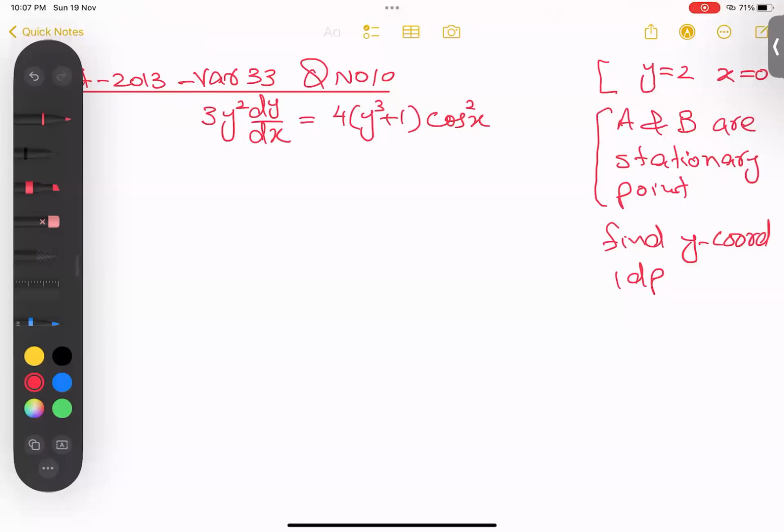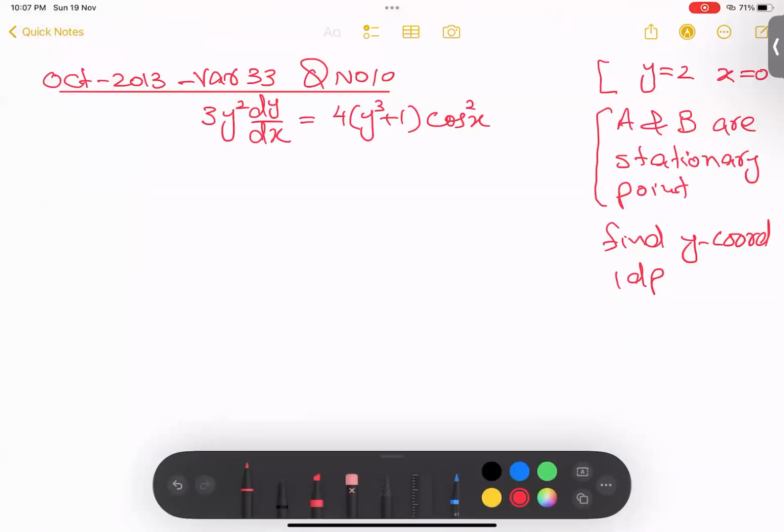This is October 2013, variant 33, question number 10. First of all, we have to make y the subject, because he said find the y coordinates, and that is only possible when we make y the subject. So there's a differential equation. How can we start? Step number one: separation of variables. Some students make mistakes in separation of variables. I'm going to show you.